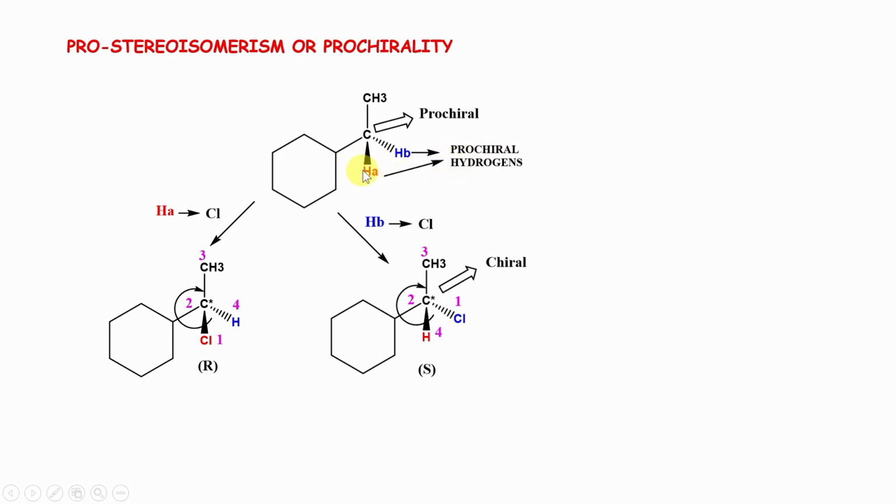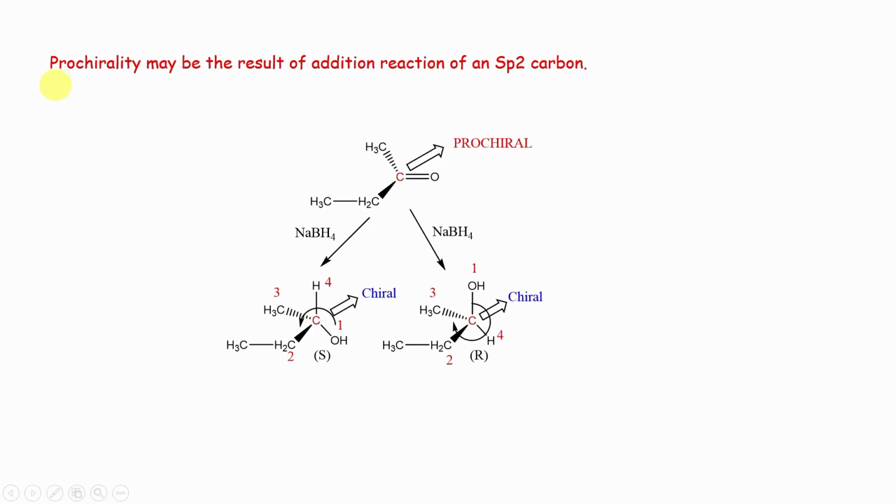For example, this red hydrogen, the HA hydrogen, on substitution gives a molecule with the R configuration, and hence this HA hydrogen may also be referred to as pro-R hydrogen. Similarly, the HB hydrogen upon substitution gives a chiral molecule with the S configuration. Thus, the HB hydrogen may be referred to as pro-S hydrogen. This concept is called prostereoisomerism or prochirality.